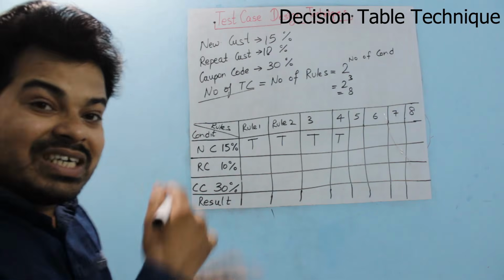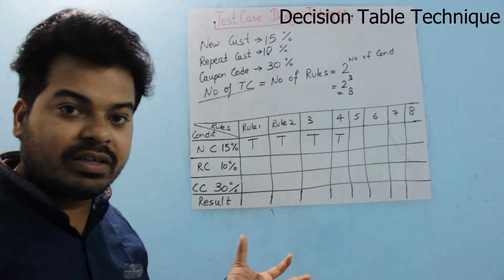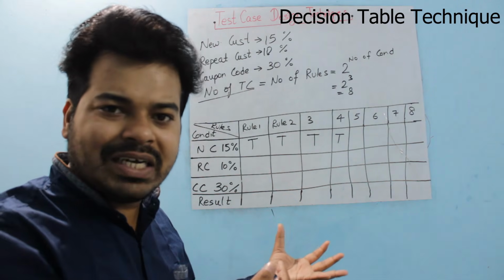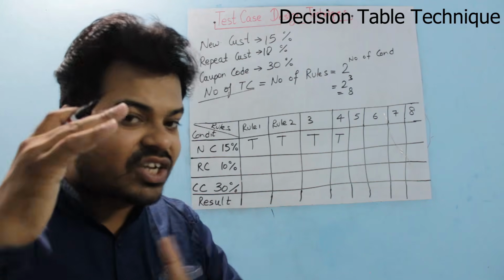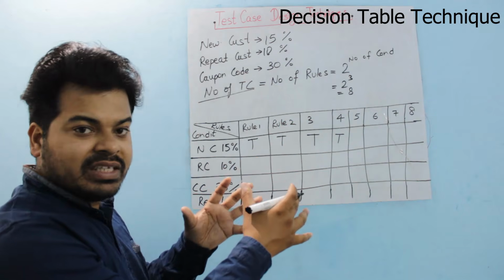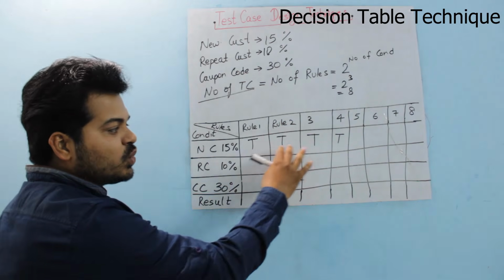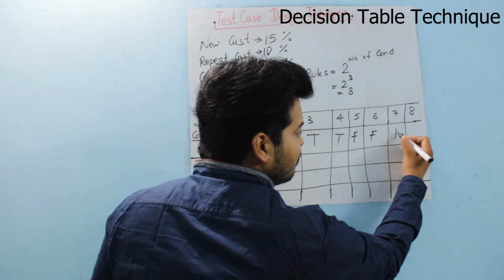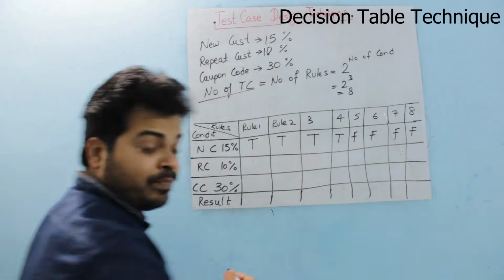Combining my rules and conditions. So how do you combine it? If you know this, good. If you don't know, learn it now. You have studied this in your higher classes: if you want to combine this, you have to write it as true, true, true, true, and now you will be writing false, false, false, false.